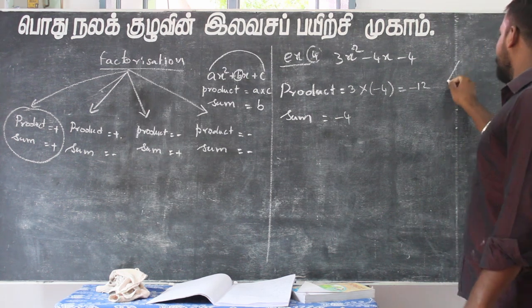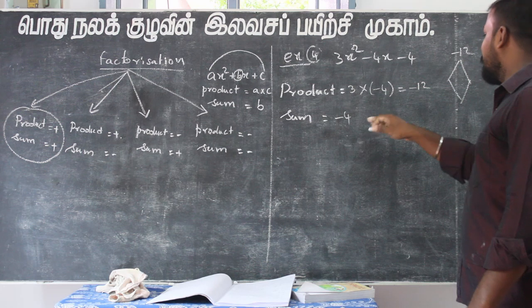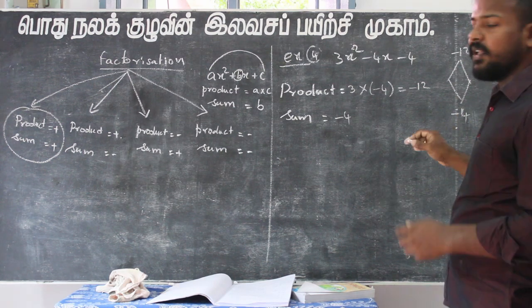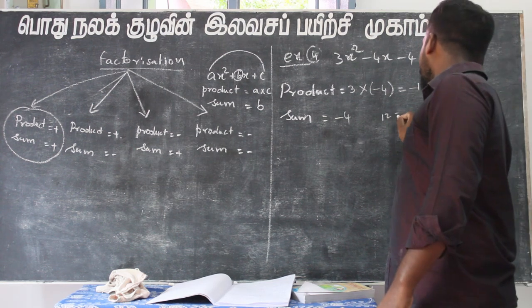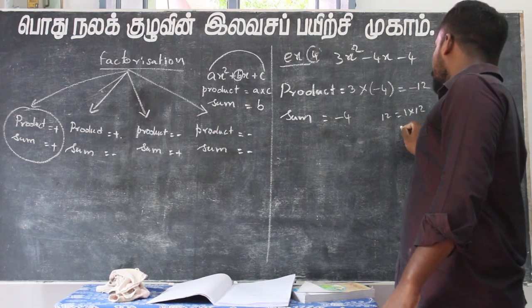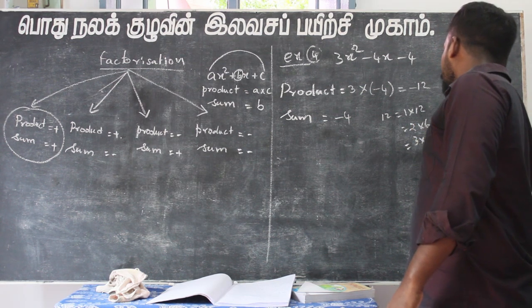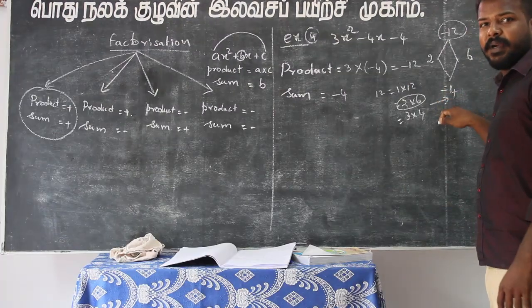So use your diamond method here. Product you should write in the top, minus 12, sum you are going to write in the bottom, minus 4. So we want to find the factors of 12. So 12, what are all the factors? 1 into 12, 2 into 6, then 3 into 4. Only three possible cases come. So your sum is minus 4.